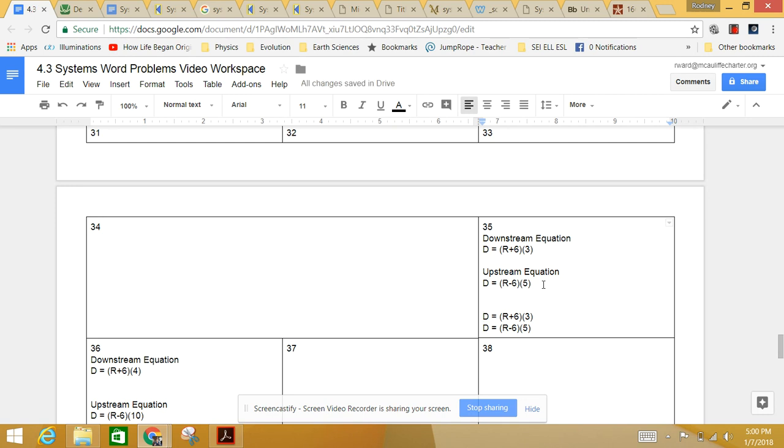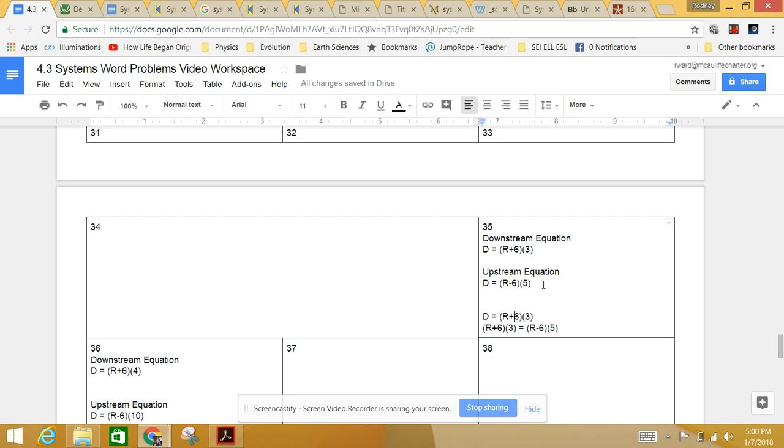Now, d equals d. So it's the same distance either way. So I can actually replace d with this because they both have to equal the same distance. Rate times time is an expression of distance.